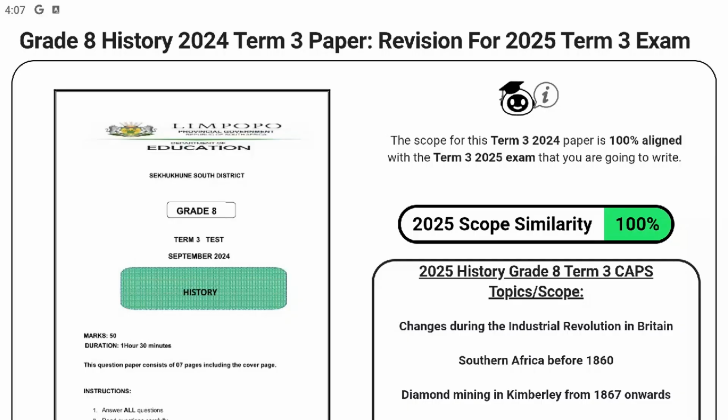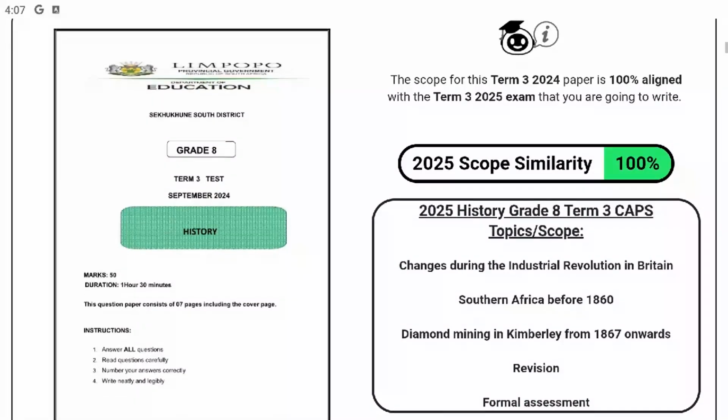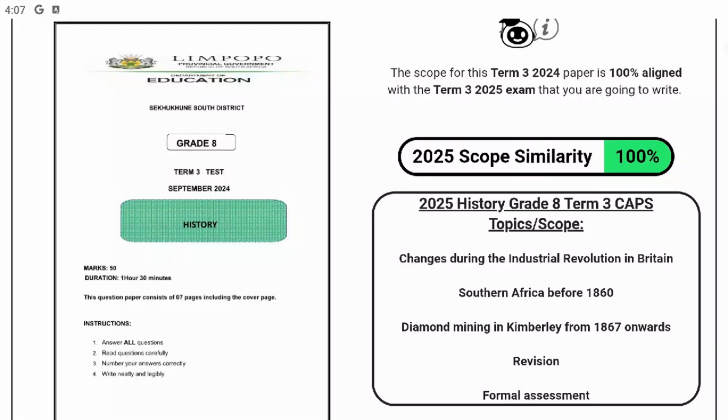So for those who are skeptical about the scope that was used to set this question paper that we're going to go through, which you can see on my left side of the screen. The scope that was used for that paper in 2024 is the same scope that is going to be used for the exam that you guys are going to write in 2025 term 3, right?